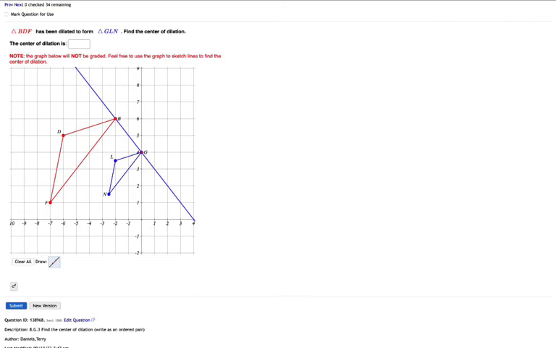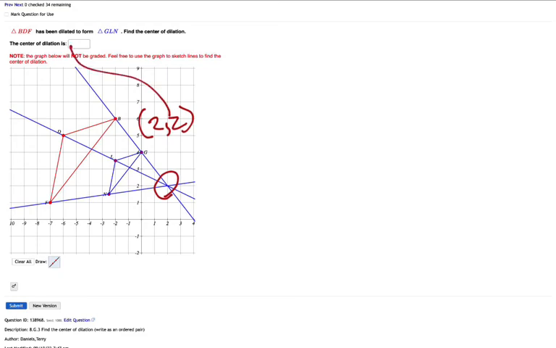To do this, in Open Math, we can just use the line tool. So now we'll connect D and L together. Those are corresponding vertices, and F and N, and then we can easily see right here is the center of dilation. So the center of dilation would be, in this particular problem, (2, 2).